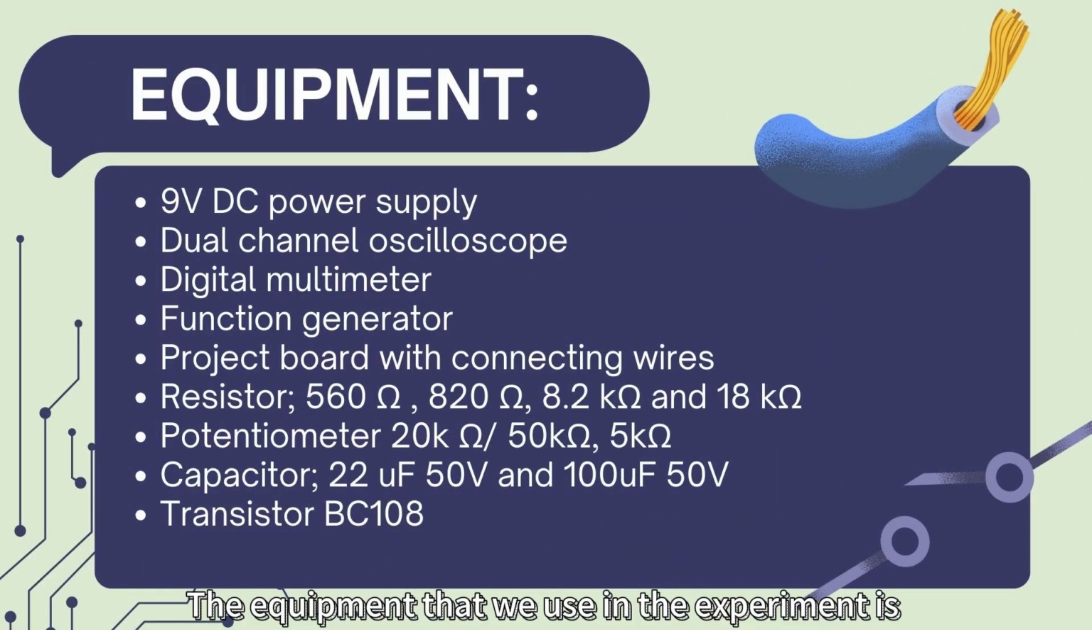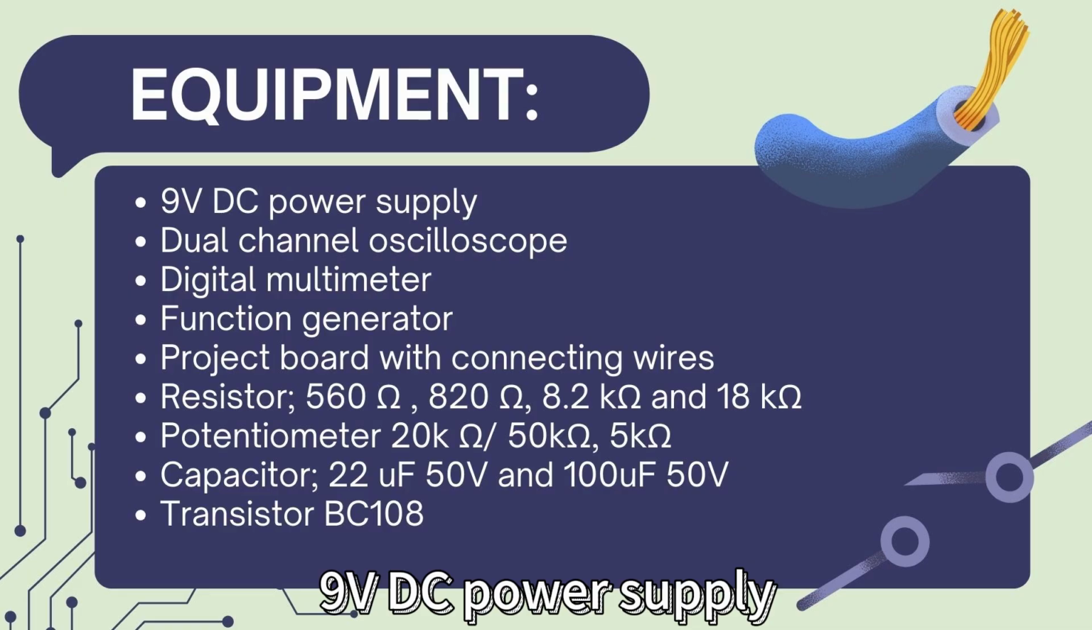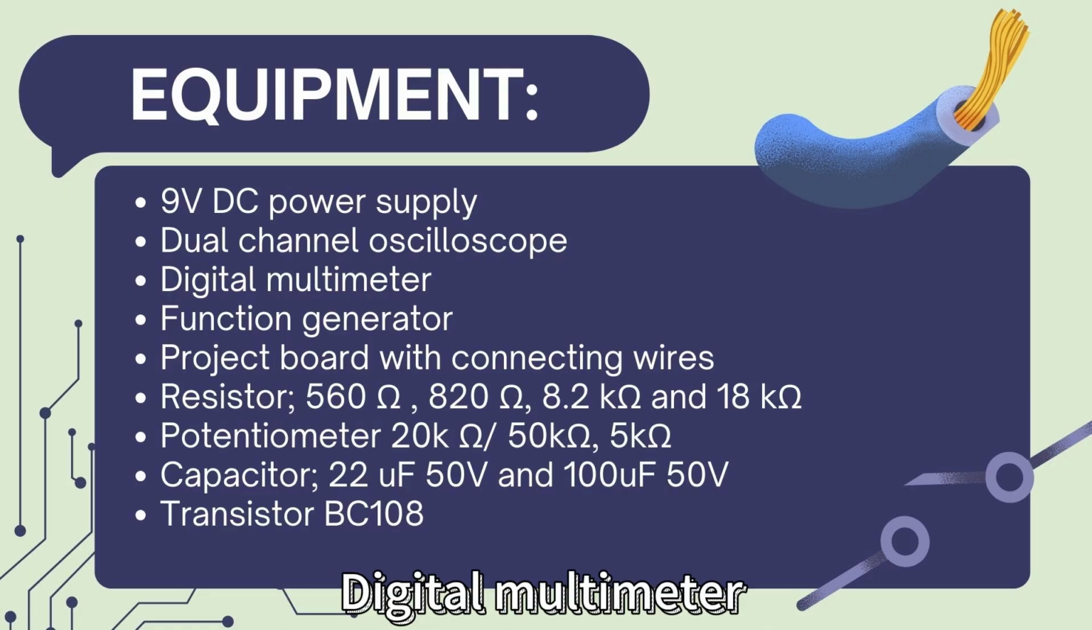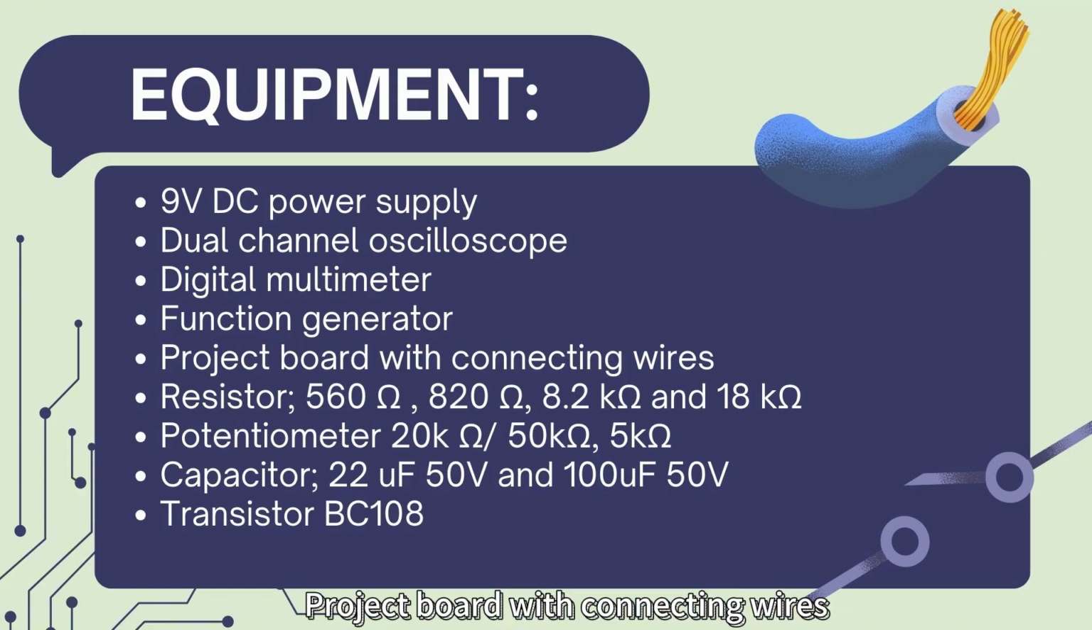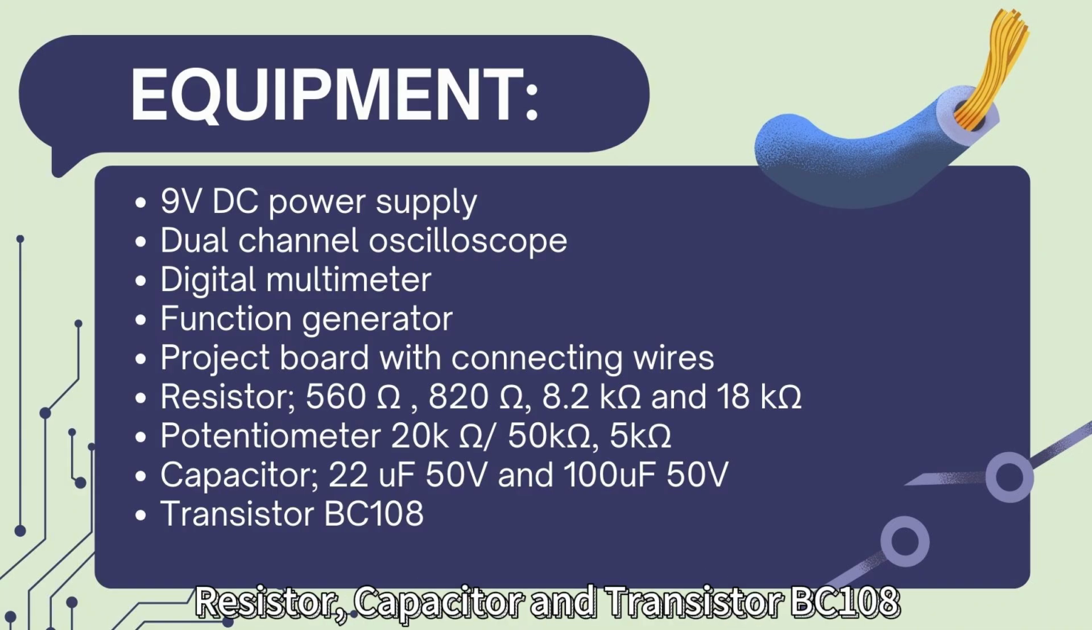The equipment that we use in the experiment is first 9V DC power supply, dual channel oscilloscope, digital multimeter, function generator, project board with connecting wires, resistor, potentiometer, capacitor and transistor BC108.